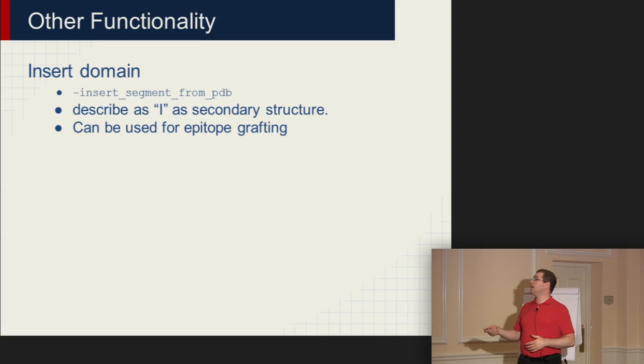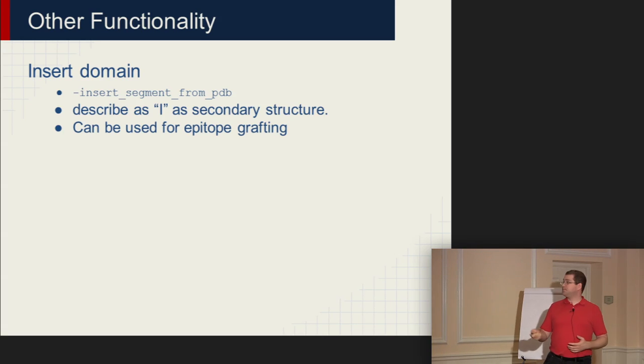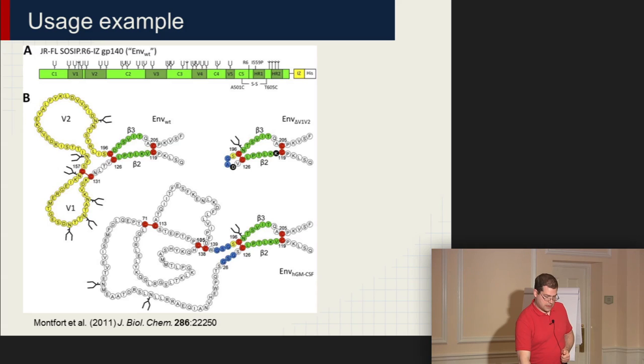Not shown in that figure, you can also insert domains. There's a flag, and a special secondary structural tag that you can use to say, I want to insert a domain from a particular protein, and this can be used for epitope grafting. Here's a scientific example where that domain insertion, epitope grafting, has been used. This is in HIV vaccine design.